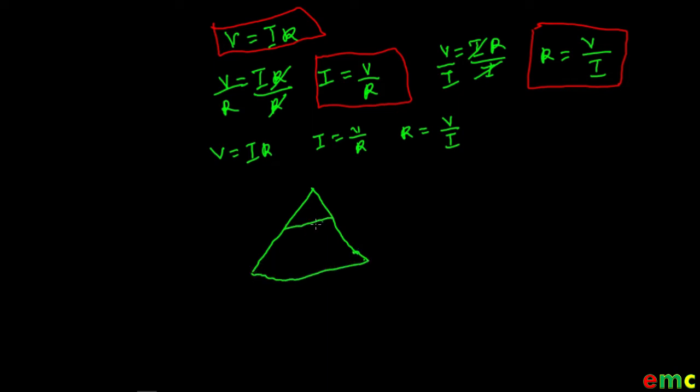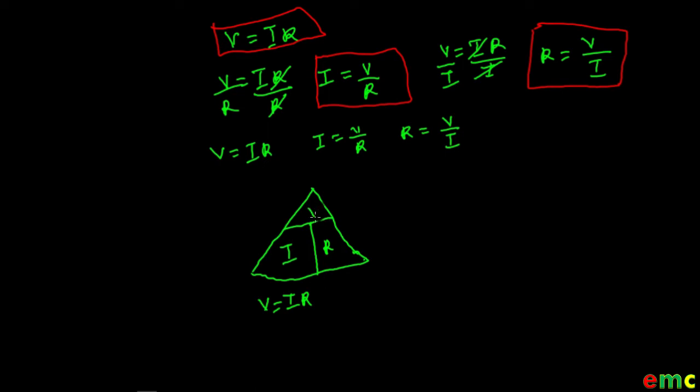The ohmic triangle looks like this. This place is occupied by the voltage, this place is occupied by the current, and this place is occupied by the resistance. To easily use the ohmic triangle, if you want to get the mathematical expression of the voltage, if you take away the voltage from the triangle, you observe that you are left with the current and the resistance. So that means the voltage is equal to the current multiplied by the resistance.